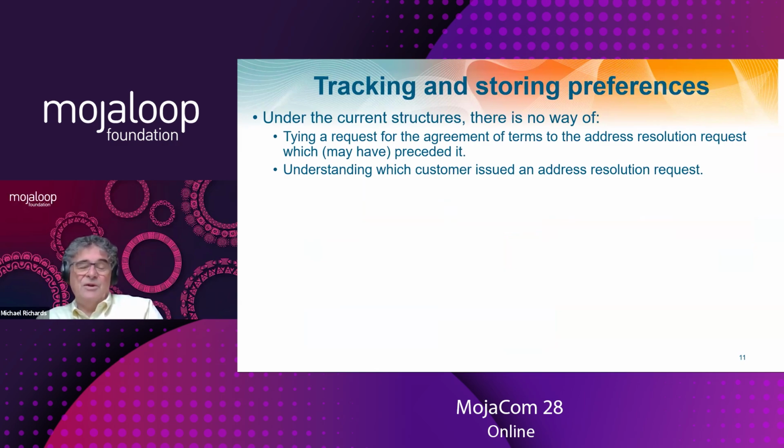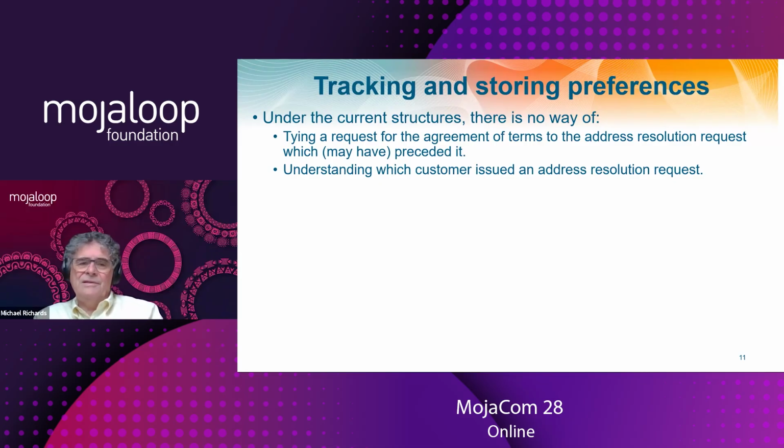If a DFSP already knows who owns a particular account, it can send an agreement of terms without needing to get an address resolution first. Now that may fail if the account has been suspended or closed, but nevertheless, they can do it if they want to.